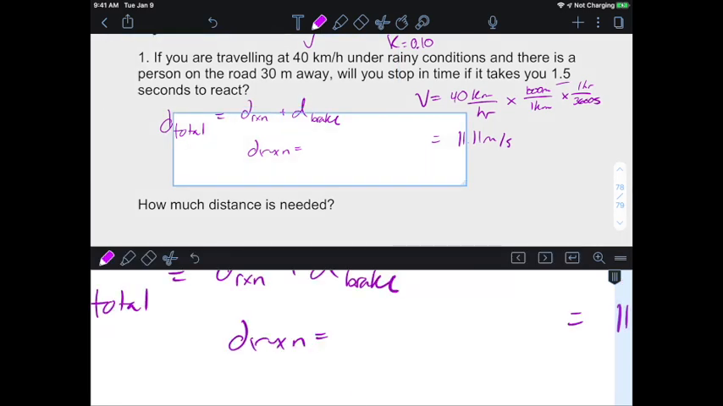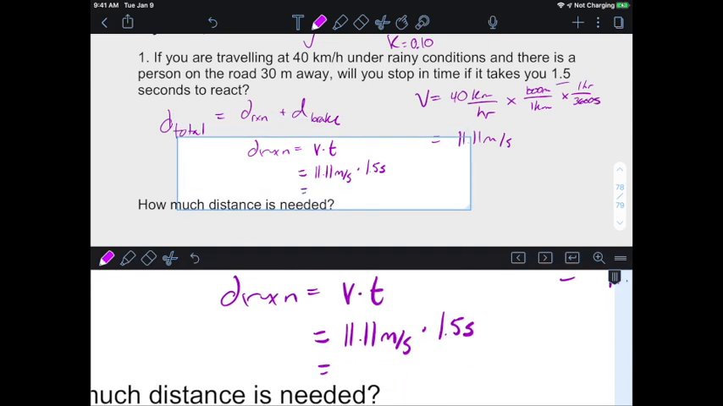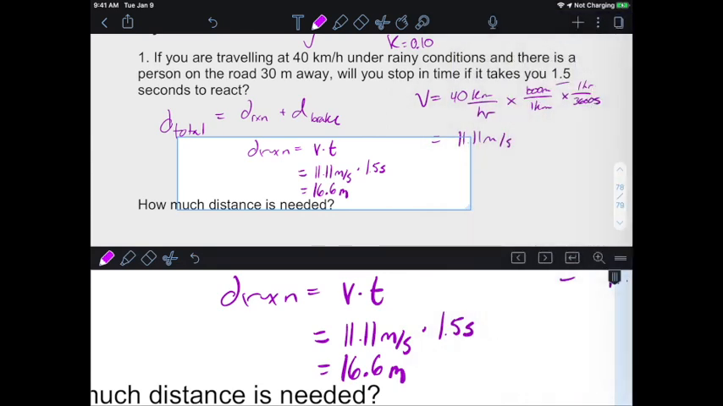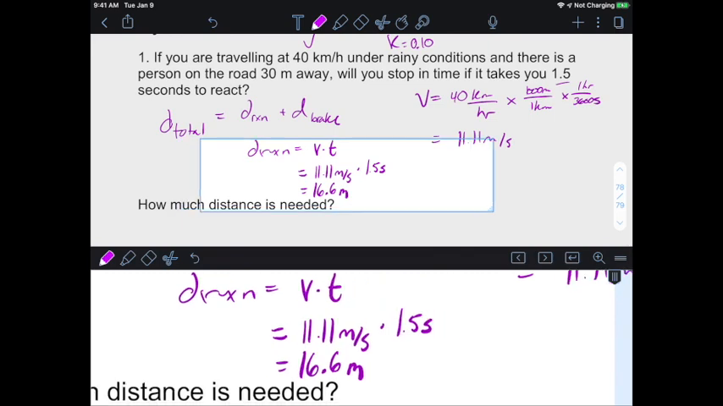So the reaction distance is just simply V times T. So we're going to take the 11.11 meters per second, multiply that by the 1.5 seconds. So let's see what that gives us. That gives us 16.6 meters. Okay, so far we are okay. We haven't hit them yet.